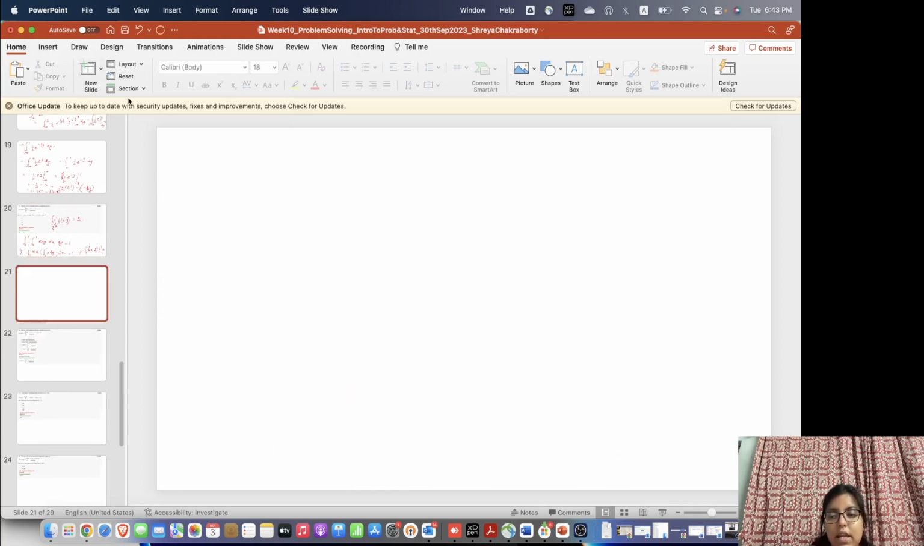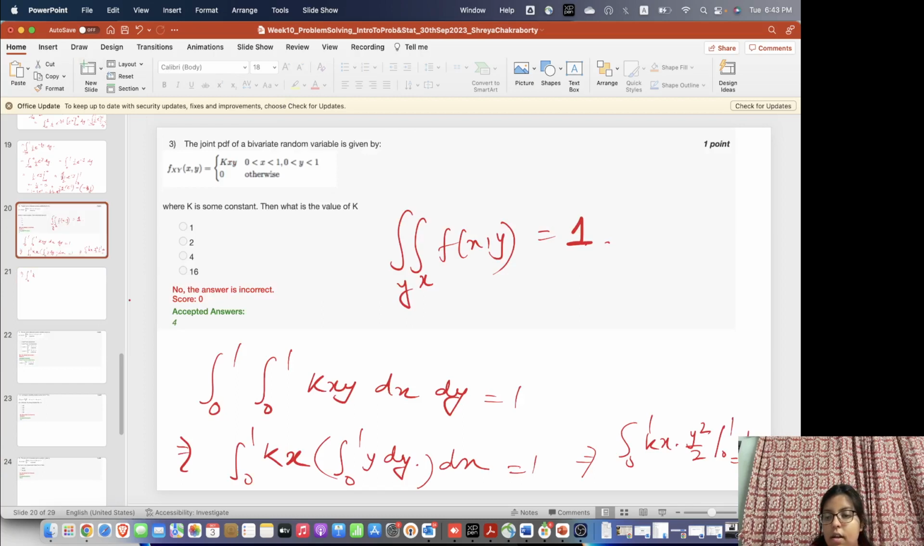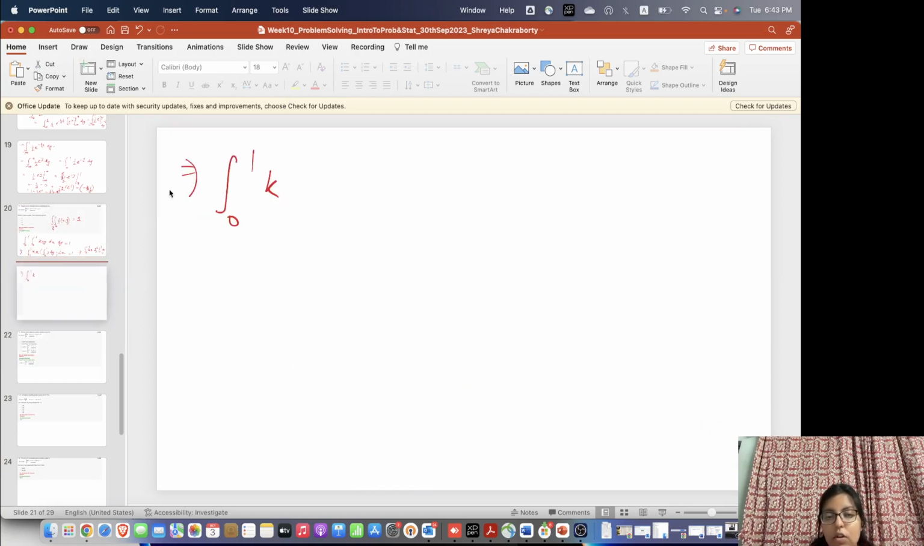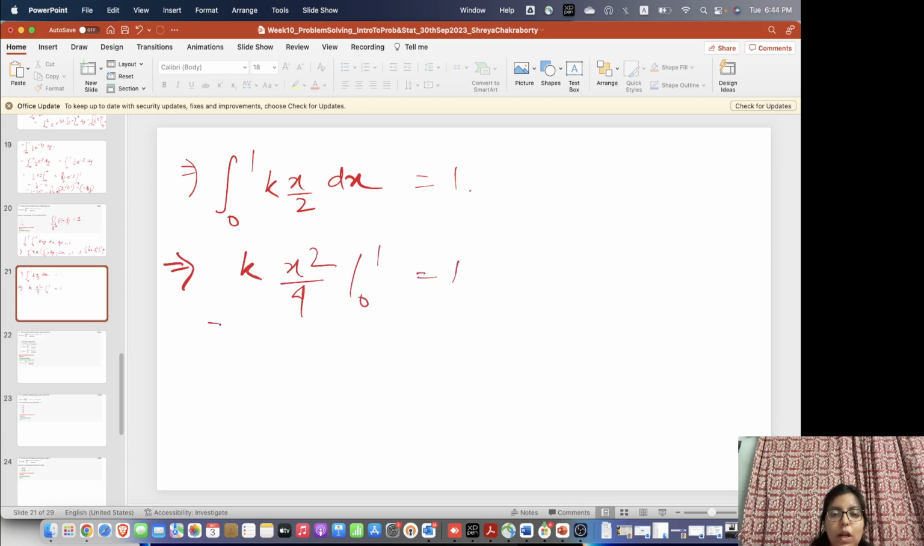This one we can write as 0 to 1 k x, because this is half minus 0, so x by 2 dx equal to 1. This would be k x square by 4, 0 to 1 equal to 1. It will be k by 4 equal to 1, which implies k should be equal to 4. This is the answer.